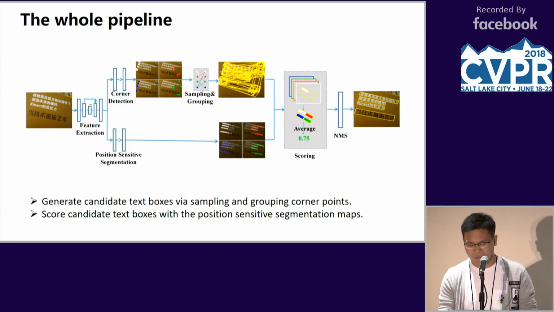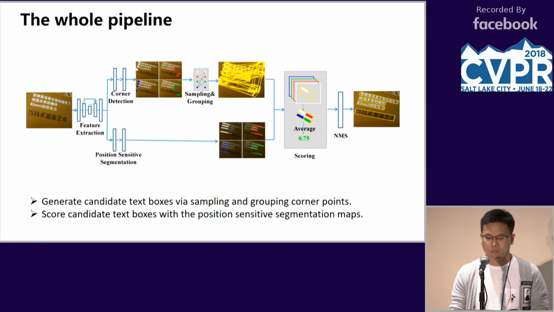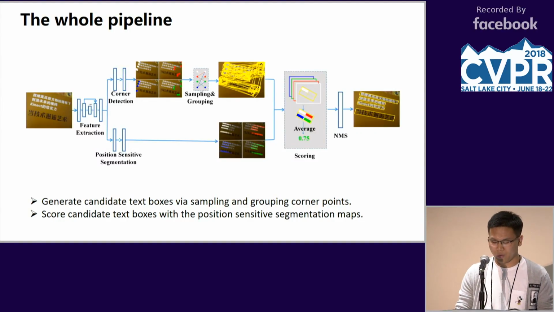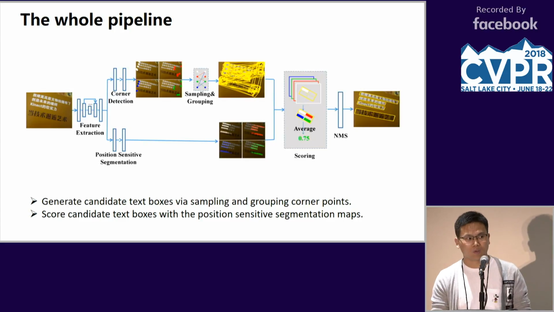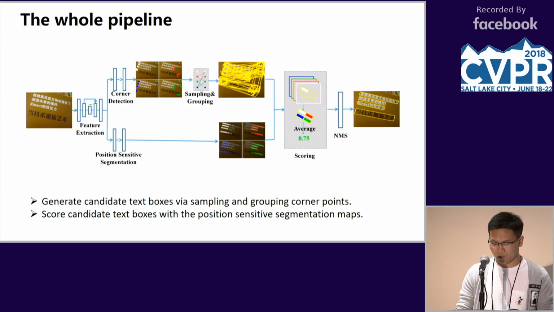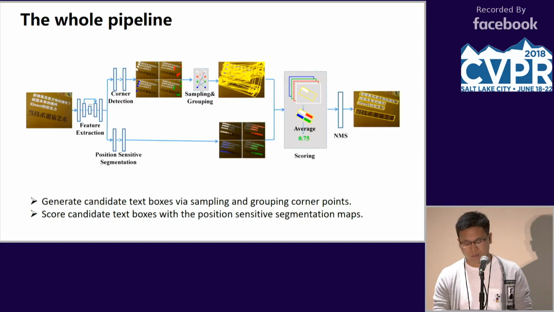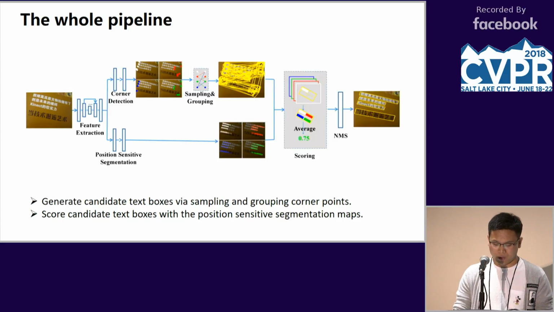This is the whole pipeline of our method. Given an input image, corner points and the segmentation maps are generated by corner detection and position-sensitive segmentation. And then we generate the candidate boxes by sampling and grouping corner points and score the candidate boxes with the position-sensitive segmentation maps. The boxes with low scores will be filtered out.